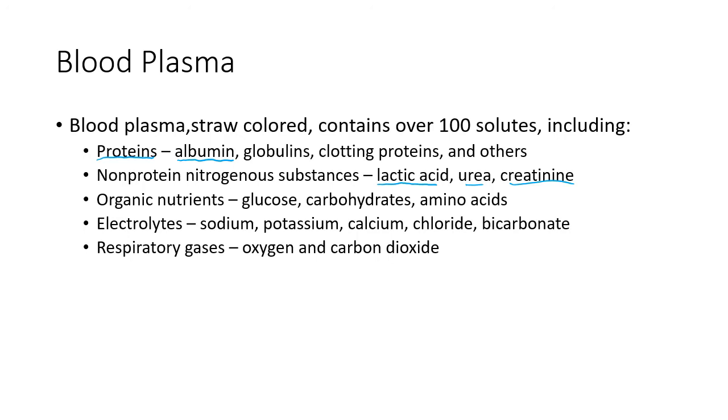We have our organic nutrients. So these are things like our carbs that we have in the body, our proteins as far as the amino acids once they've been broken down, those types of things. All of our electrolytes. And so all of our substances that are ions that are inside the blood as well. And then we have a little bit of the respiratory gases. Much more of the carbon dioxide is dissolved there rather than the oxygen.